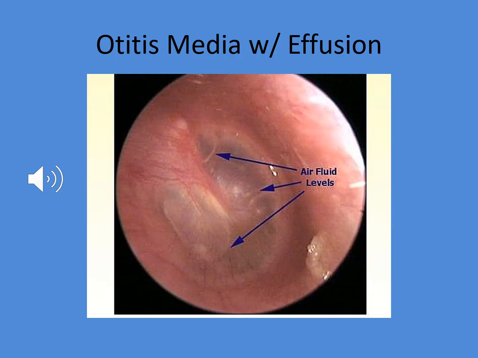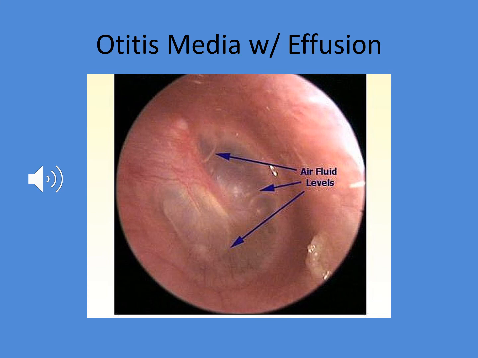All right, our next one we're going to talk about is otitis media with effusion. Otitis media with effusion is when you have otitis media that has become chronic, and not just inflammation present, there's also fluid. So you have inflammation and fluid in that middle ear space without symptoms of an acute infection. So they have feelings of fullness in the ear. They may complain, especially older children, about having muffled hearing.